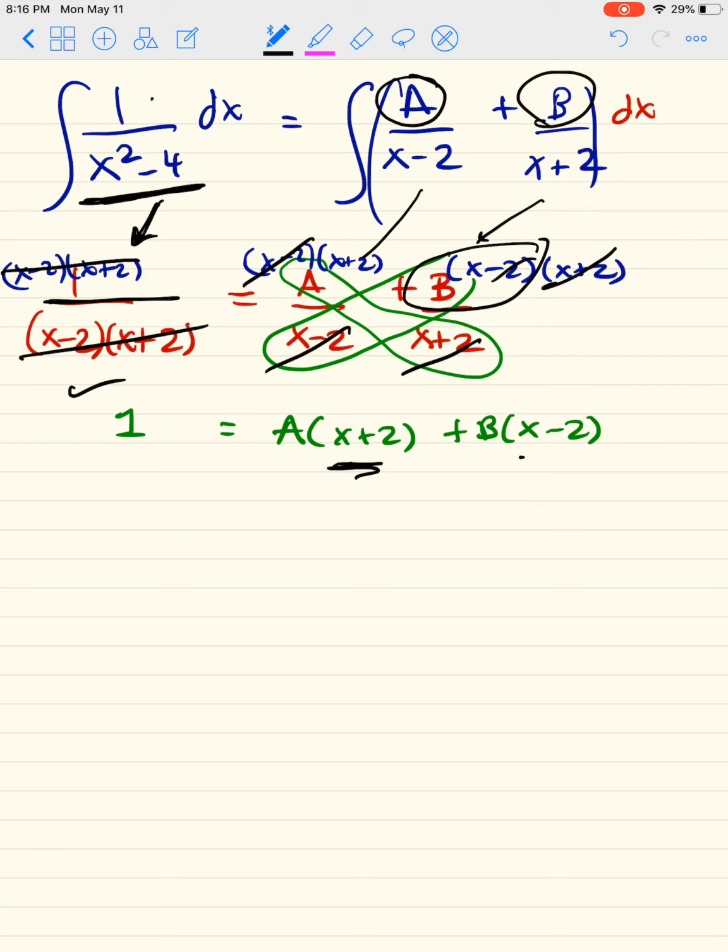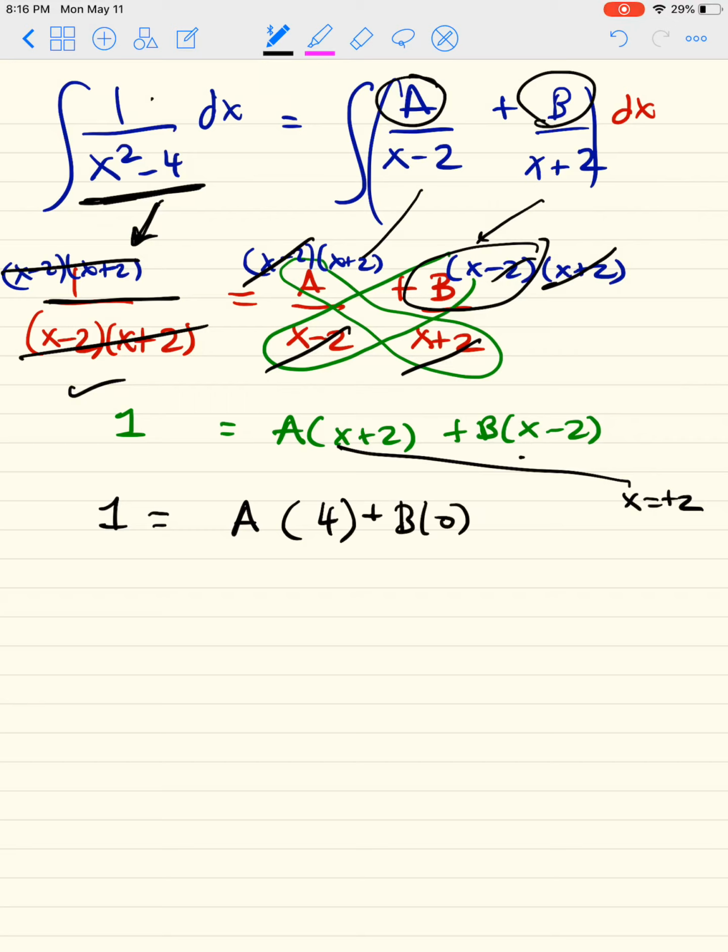Okay, so let's set x equal to positive 2. You might say, why positive 2? Because my goal is to get rid of one of the letters so I can solve for the other letter. So let's do 1 equals a times 4, because I'm putting this guy in here, plus b times 0. So that goes in there. The zeros are gone, and then you get 1/4 for a.